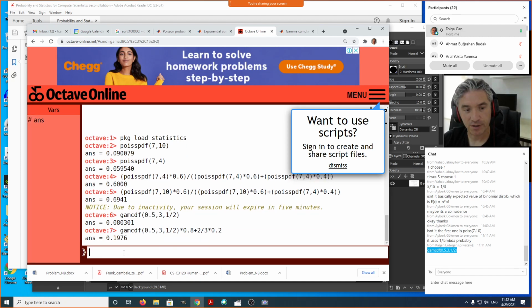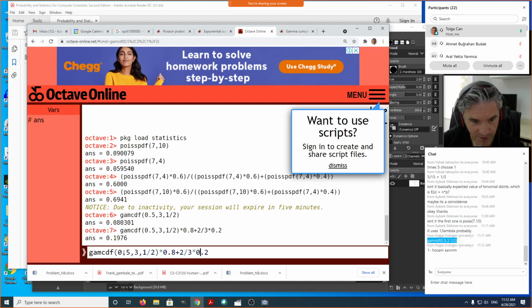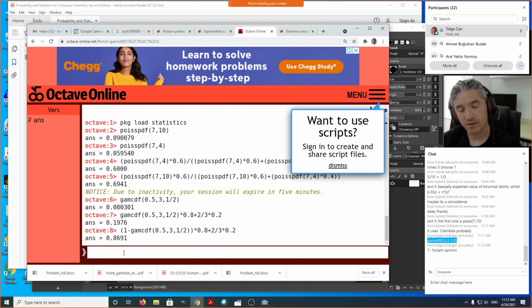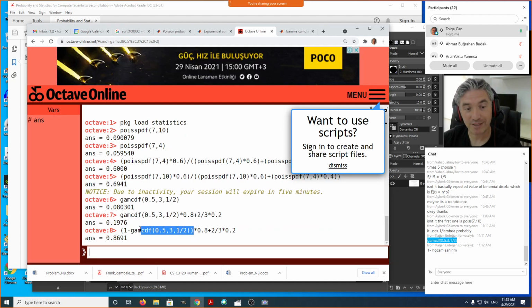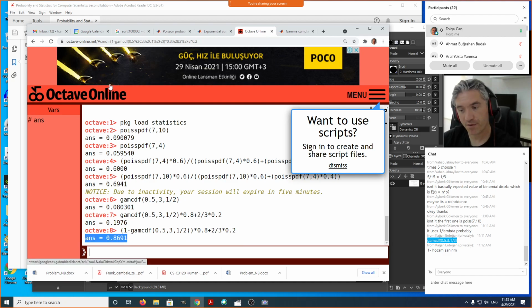So the answer to this question is 0. Oh yeah, exactly. I forgot that. This was the CDF, 1 minus, you're absolutely right. So we should do it like this, which is going to be 0.8691. Okay, so this is the probability that it's going to take more than half a minute. And this is line 1, and this is the probability to take more than 30 seconds in line 2. So the answer to question 430 is therefore this.